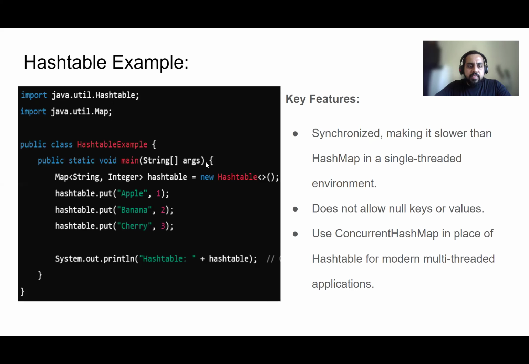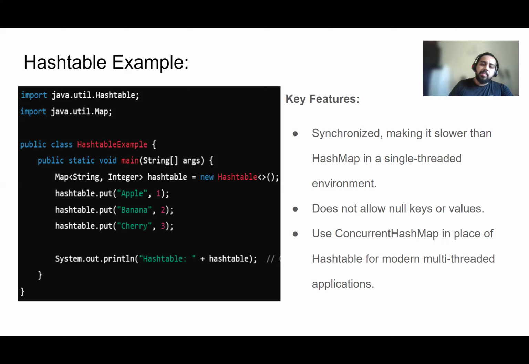This is the syntax for a Hashtable, where I created a Hashtable object and it is assigned to this Hashtable reference variable, of type String and Integer. I try to put data into it: apple 1, banana 2, and cherry 3. When I print it, it shows all the data we have entered: apple, banana, and cherry.